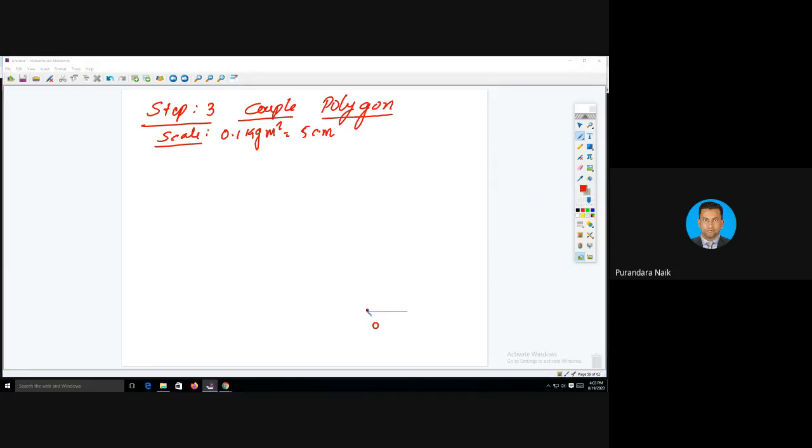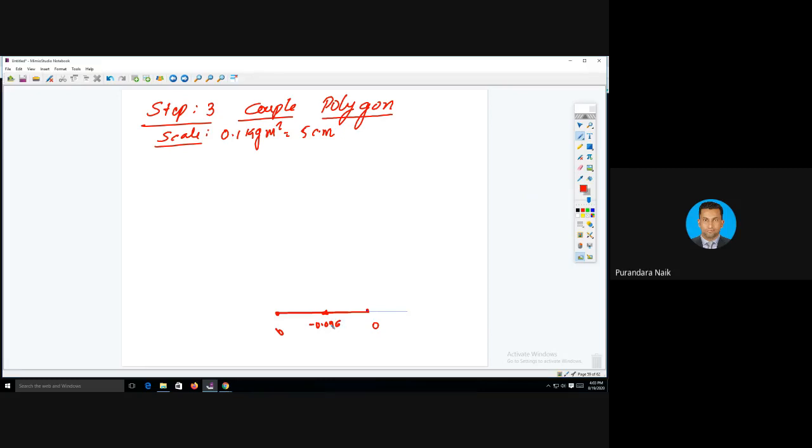Remember, it is in the negative direction, not in the positive direction. If it is plus 0.096, then it will be taken like this. Negative, that's why it is on the left side, 4.8. So this is 4.8, and this is point B. And the distance is minus 0.096.